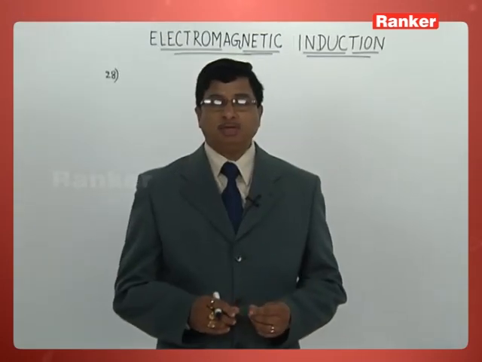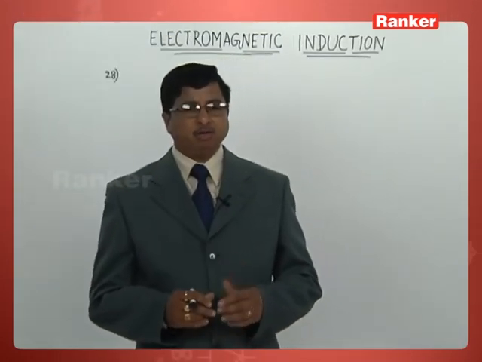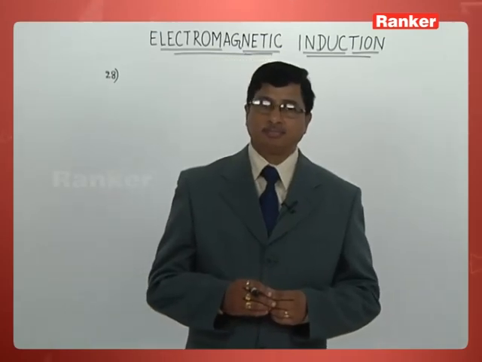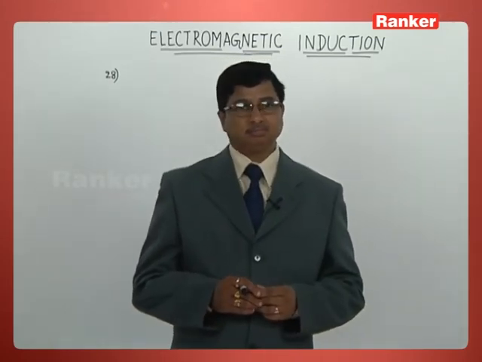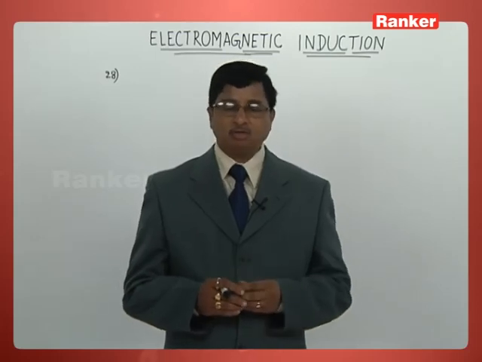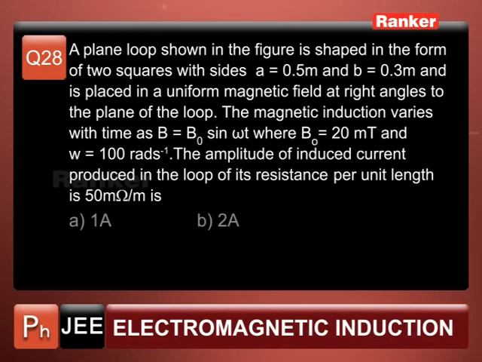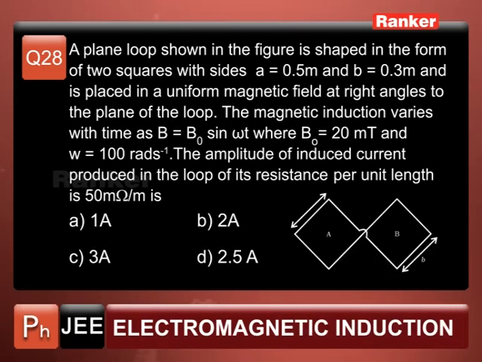Let us take problem number 28. One of the wonderful model questions for JEE like exam. Same model, same question in fact has been asked earlier also. A plane loop shown in the figure is shaped in the form of two squares with sides A is 0.5 meter and B is 0.3 meter and is placed in a uniform magnetic field at right angles to the plane of the loop.